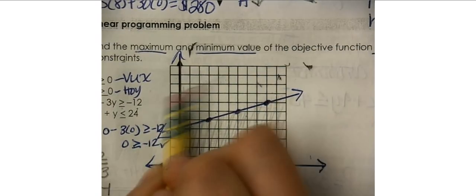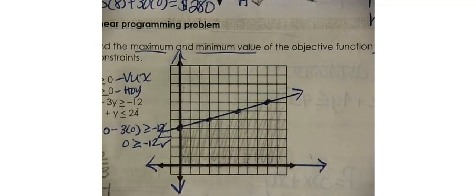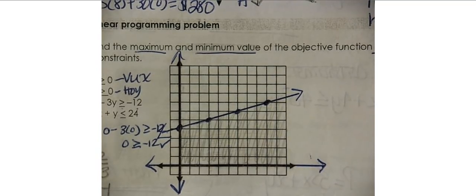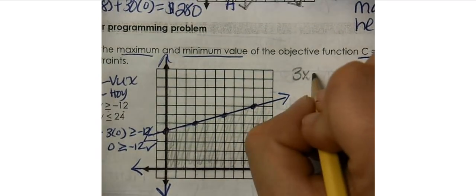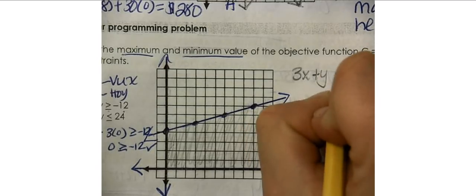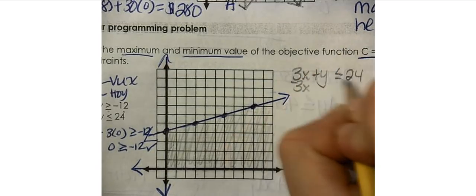Next, I have 3x plus y is less than or equal to 24. And I'm going to rewrite it over here, and I'm going to solve for y. 3x plus y is less than or equal to 24. Subtracting 3x on both sides, we end up with y is less than or equal to negative 3x plus 24.